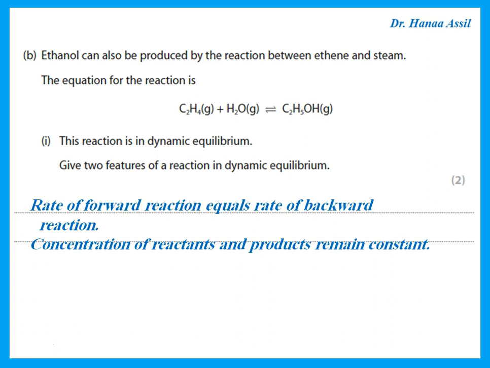Please do not mix up any of these. These are the 2 requirements for dynamic equilibrium. Rate, don't say forward equals backward. Rate of forward reaction equals rate of backward reaction, and concentration of reactants and products remain constant, not equal. They remain constant, so they remain the same, but they're not equal to each other.